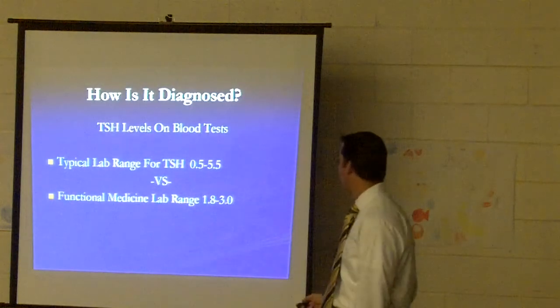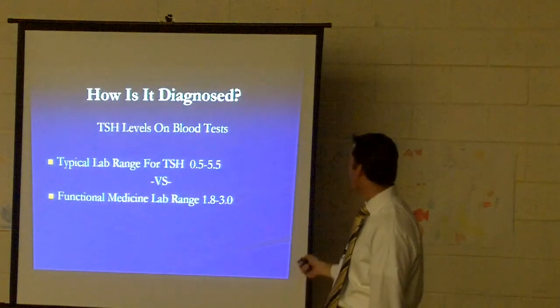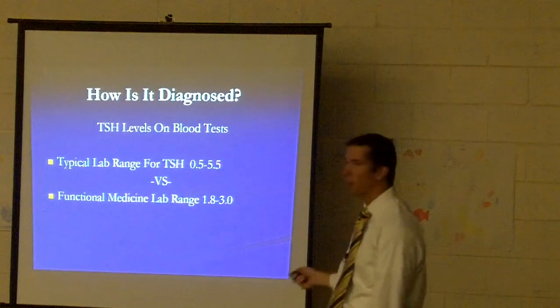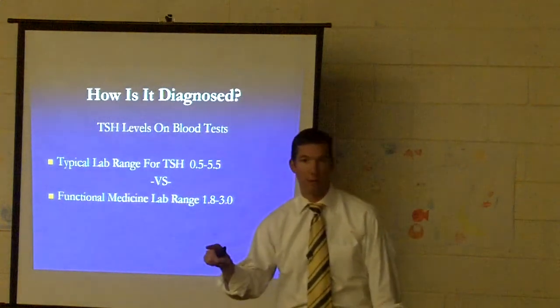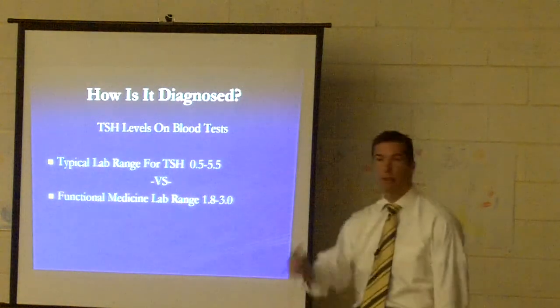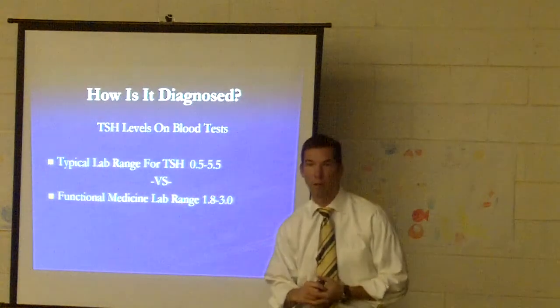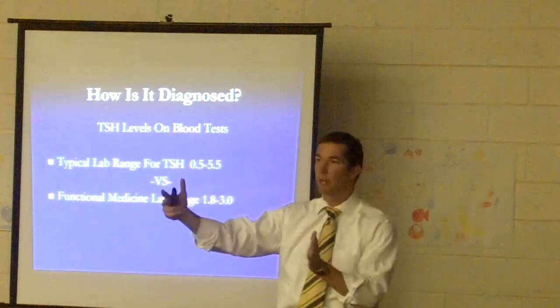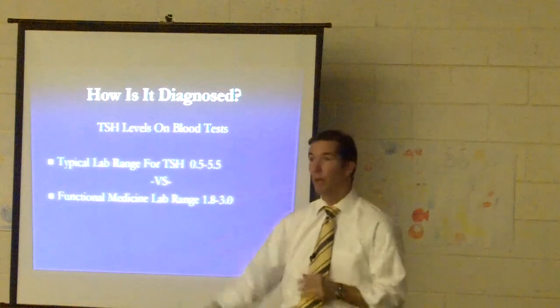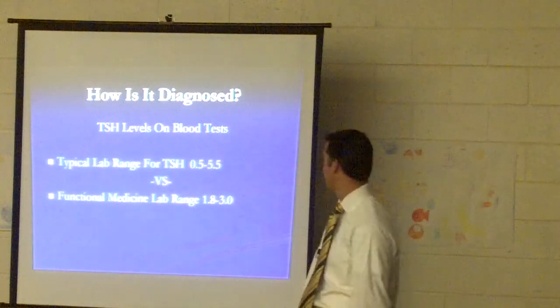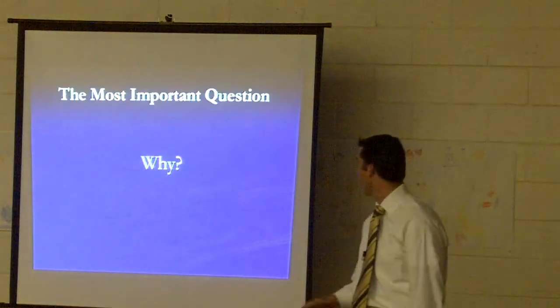Okay? All right, so that's how it's diagnosed. So if your TSH is above 4.5 or 5 or 5.5, they're going to call you hypothyroid, okay? If it's below this, 1.8, like the gentleman back here, they're going to call you hyperthyroid. Now, many times you have to test it a few different times to make sure that we are hyperthyroid, and we'll talk about that a little bit later on as well. So that's how it's diagnosed.